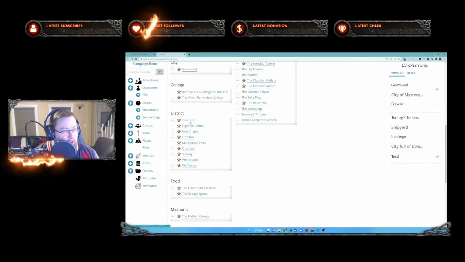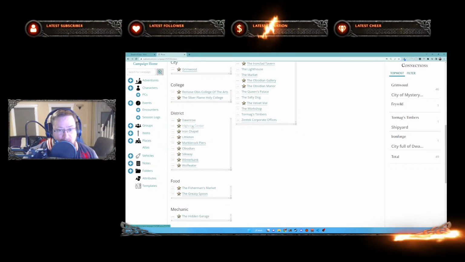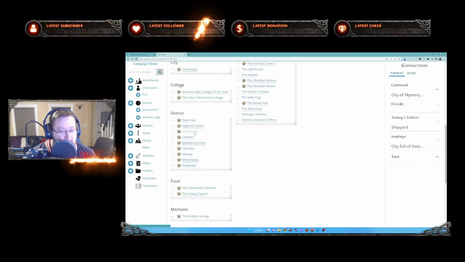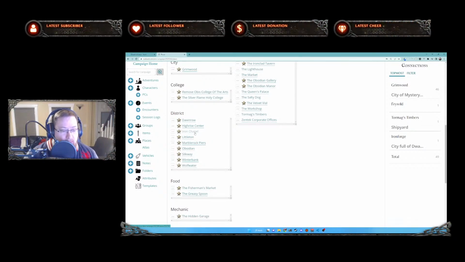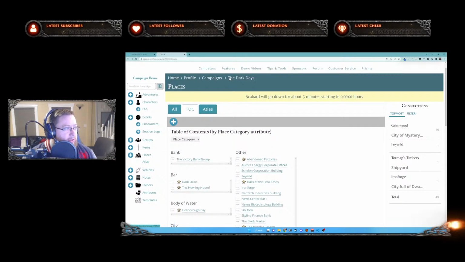Don Row is the district for the Summer Fae. High Rise Center is really the business center of Grimwood, where most of the skyscrapers in Grimwood exist. Iron Chapel is named that because there is a chapel completely made of iron. So, I should back up actually.